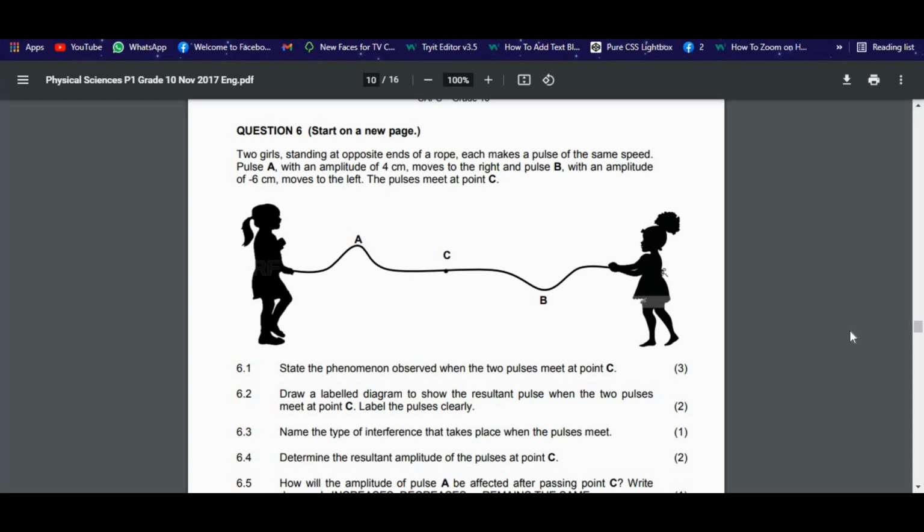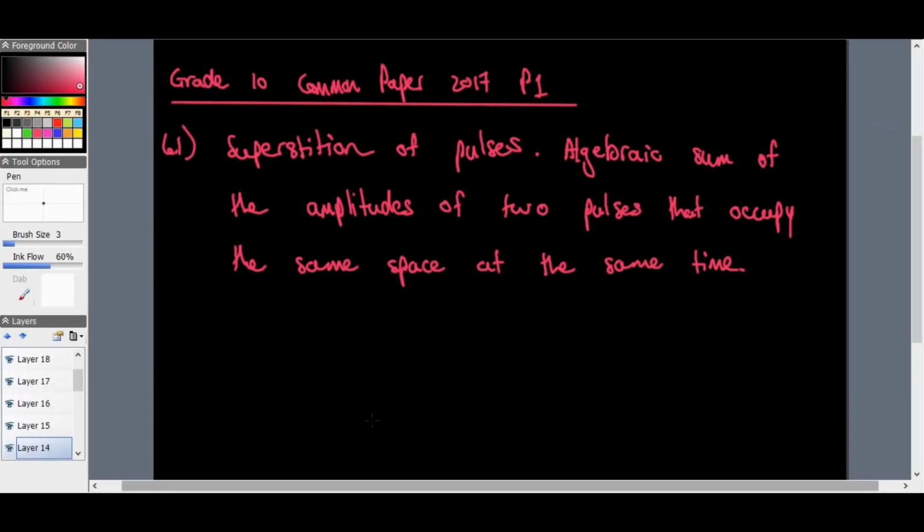So, superposition of pulses for number 1, 3 marks. 6.2, draw a labeled diagram to show the resultant pulse when the 2 pulses meet at point C. Label the pulses clearly. Well, for 6.2, before we go ahead and draw that, let's take the algebraic. So, point C is going to obviously be the sum of A plus B. And we know A was 4 centimeters, plus B was -6. So that ends up being 4 minus 6, and therefore the amplitude at point C is going to be -2 centimeters. That's just the algebraic sum, right? So we'll draw it.